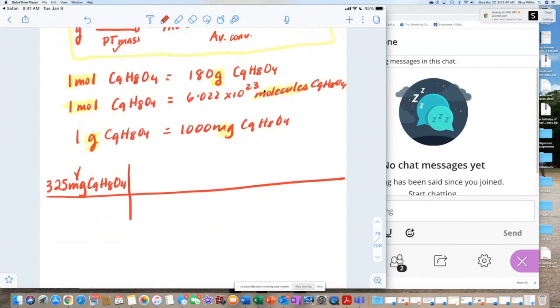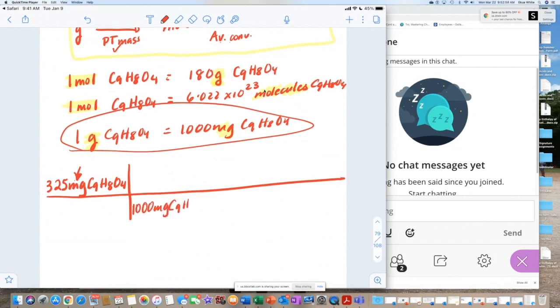The unit I have here drives my next move. Because I have milligram, I have to pick a conversion that has milligram in it, which would be this one right here. I put the 1,000 milligram of C9H8O4 on the bottom, and then 1 gram of C9H8O4 on top. This unit here drives my next move. I have to pick something with grams of C9H8O4. That will be this one here.